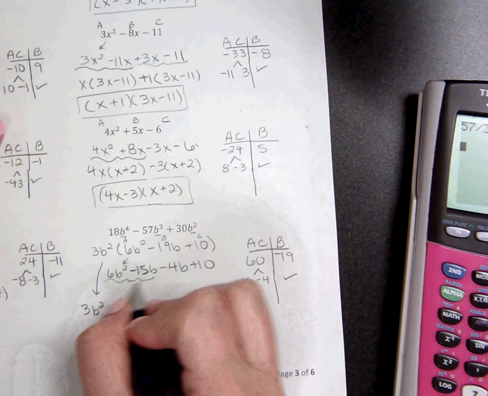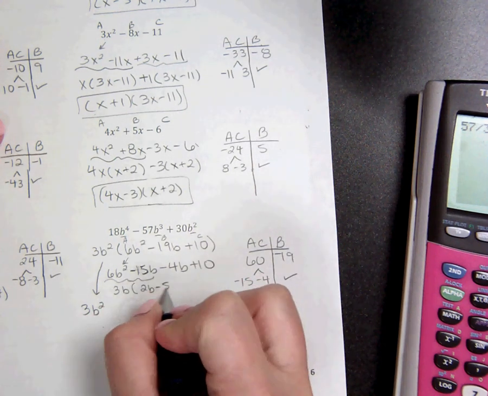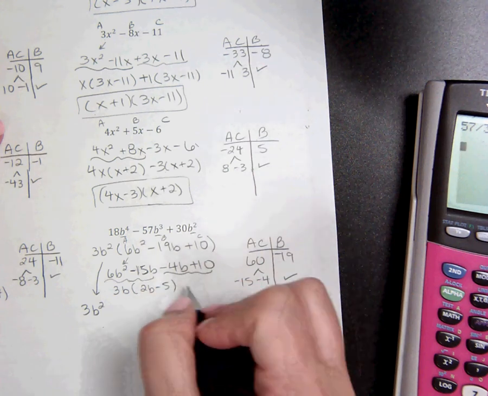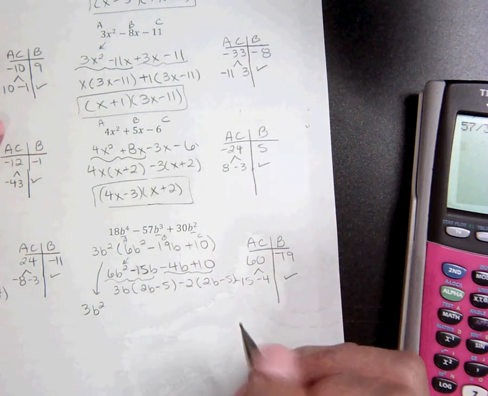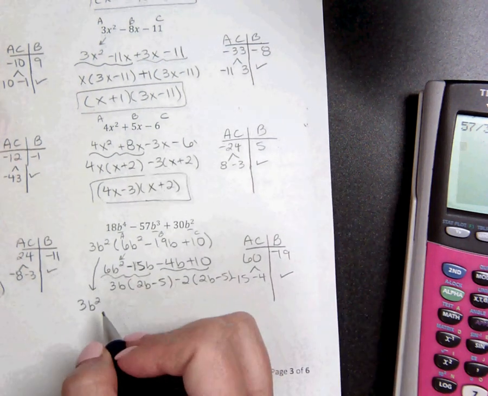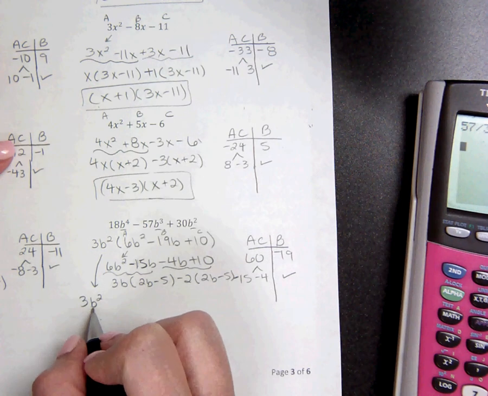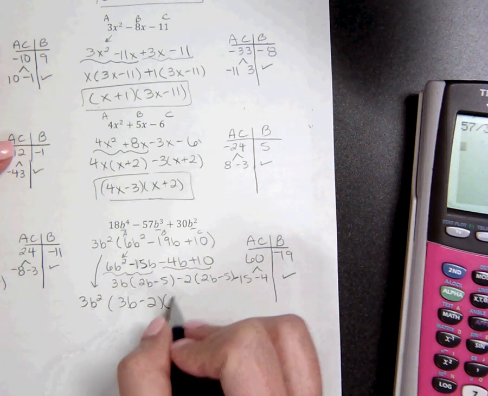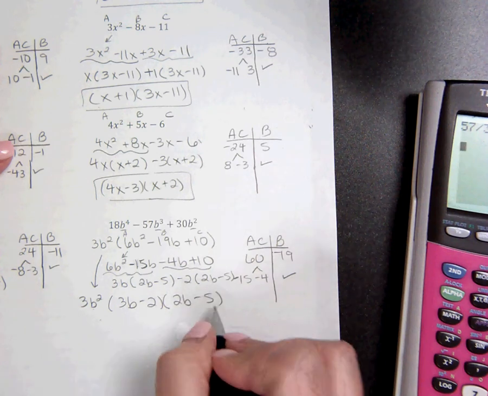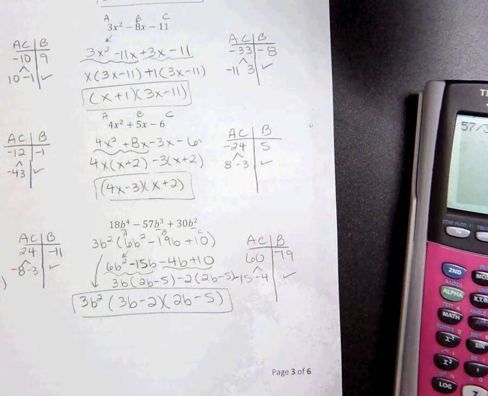So I need to take out a 3b. That leaves me 2b minus 5. Here I'll take out a negative 2, and it also leaves me a 2b minus 5. So my final answer, hopefully that's not too cluttered there. Final answer is 3b squared from the GCF times 3b minus 2 times 2b minus 5. So they can get a little icky, but again, the procedure is the same.